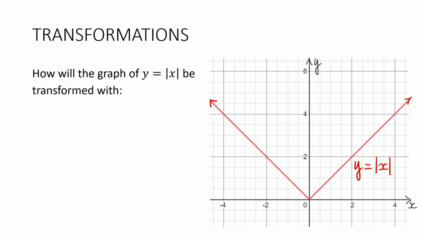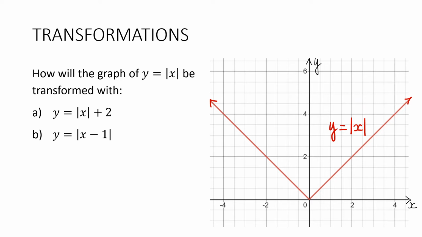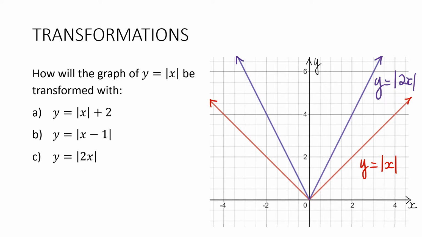Now, like any graph, we can transform it. We can add a number to the end. That's going to take our basic graph and move it up too. We can also shift it sideways. So this is a horizontal translation. It's going to take this graph here and move it over to what makes 0, which is x is equal to 1. So it's going to move it over to here, like that. We can also dilate it by changing the coefficient of x. So this is going to make the graph steeper. If we had a fraction here, like a half, that would make it flatter.